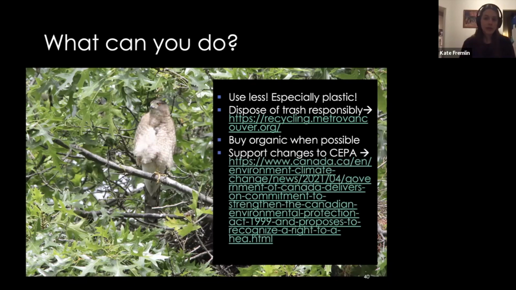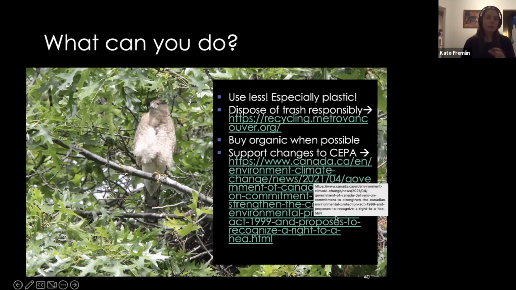And you can also support changes to the Canadian Environmental Protection Act. You can go through this website, or if you go to CEPA, like the .gc.ca, I believe, something like that, you can look up information about CEPA and/or email your member of parliament and stress that you're really wanting changes to the Environmental Protection Act, or stronger legislation regarding chemicals and the management of them.